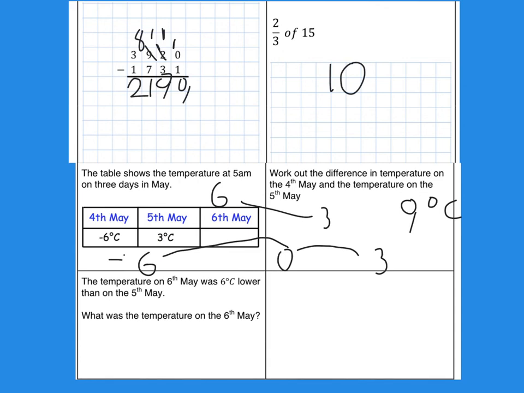The temperature on the 6th of May was 6 degrees lower than on the 5th of May. Okay, so if you start off with 3 degrees and you're going back 6, if you were to go back 3 of that 6, you would be at 0. And then you have 3 further degrees to go back, so that would bring you back to -3. So the temperature on the 6th of May is -3 degrees Celsius.